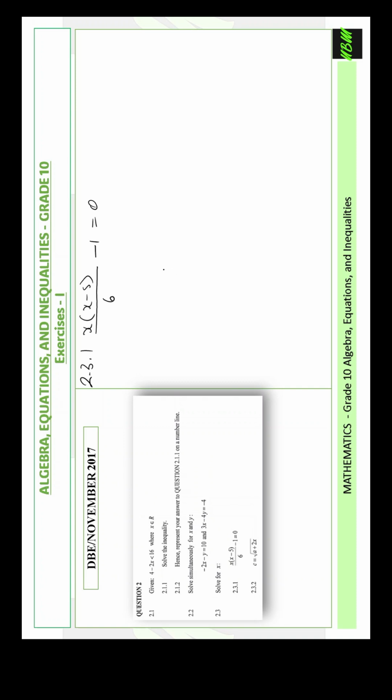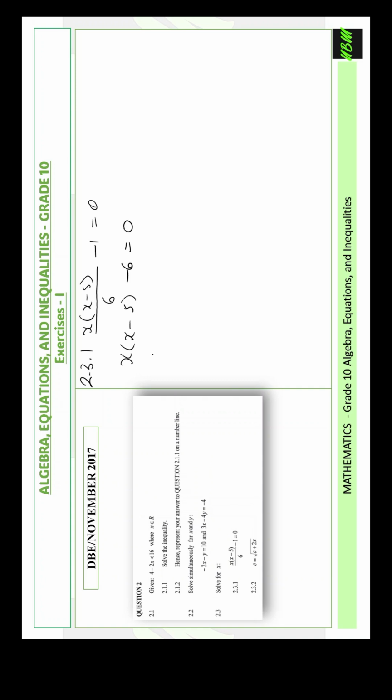So the first step, let us get rid of what? The 6 in the denominator by multiplying throughout by 6, meaning you multiply each term by 6. Then the first term, x multiplied by x minus 5 all divided by 6 multiplied by 6, will just be x times x minus 5. 6 will cancel 6. Minus 1 times 6 is minus 6, equal to 0 multiplied by 6, which is 0.